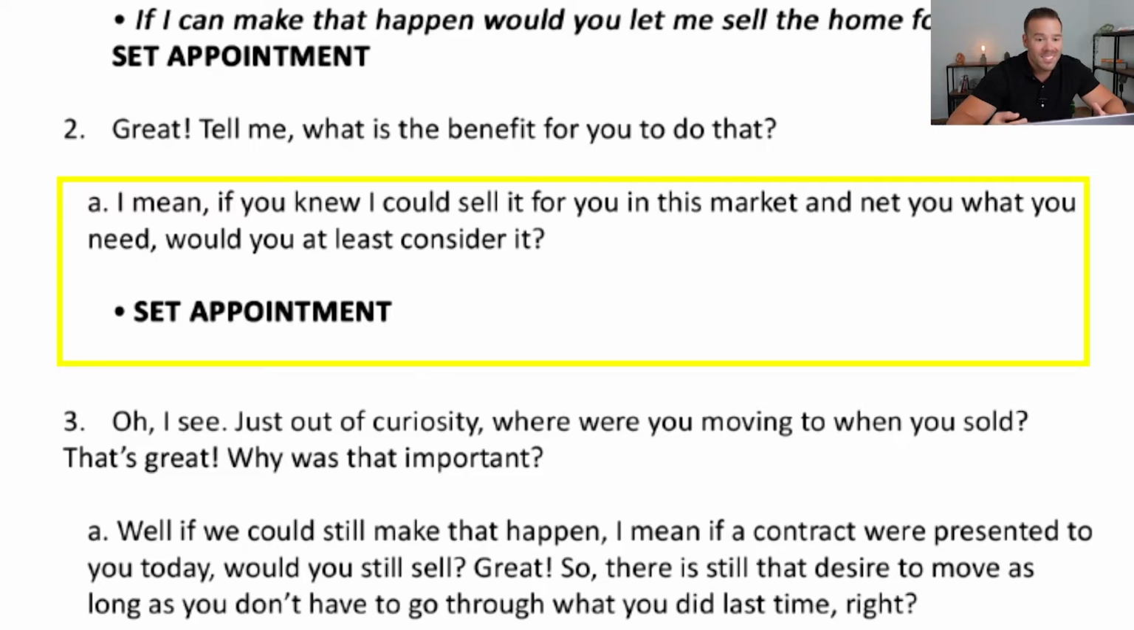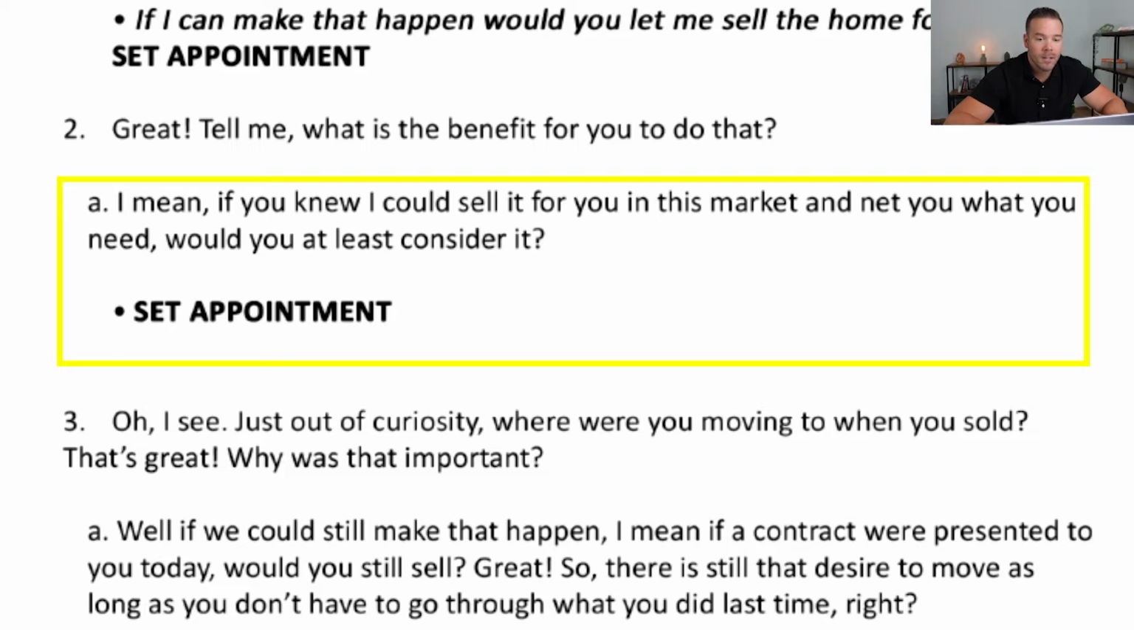So they say no. You didn't set the appointment yet. They're just like, no, we're just taking off the market. So now it's like, hey, well, let's peel this onion. Why are you taking off the market? What is the benefit of taking it off the market? So go back to them with, I mean, if you knew you could sell in this market and net what you want, wouldn't you at least consider it? It's okay to say that again.